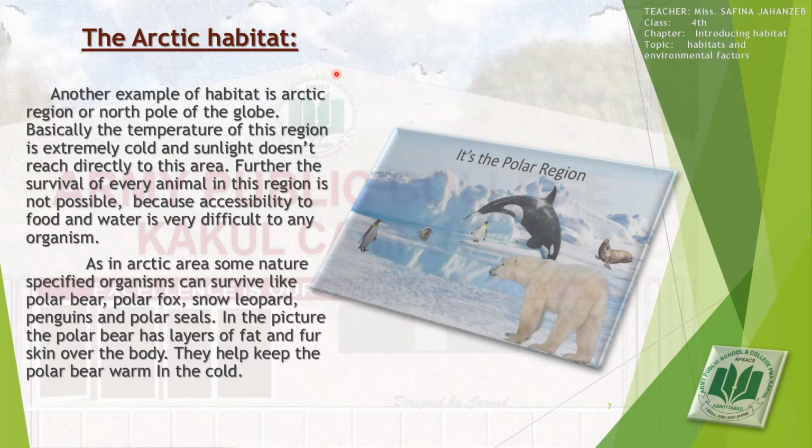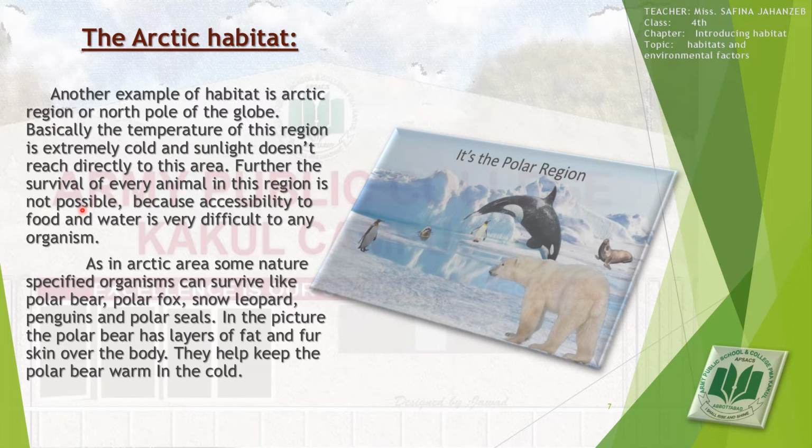Here in this slide, we will discuss another type of habitat whose nature is totally different from the desert habitat, which is the Arctic habitat. Another example of habitat is the Arctic region or North Pole of the globe. Basically, the temperature of this region is extremely cold and sunlight does not reach directly to this area.